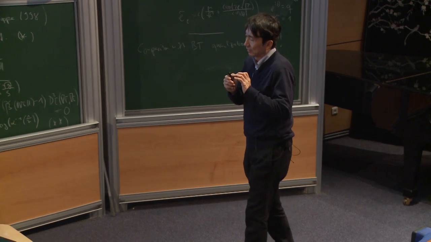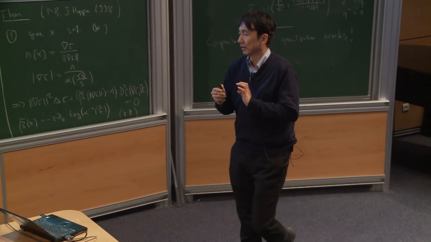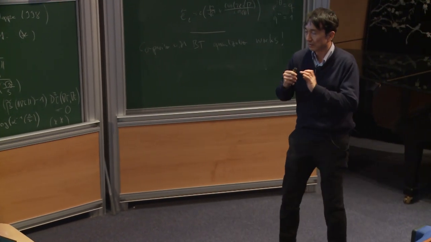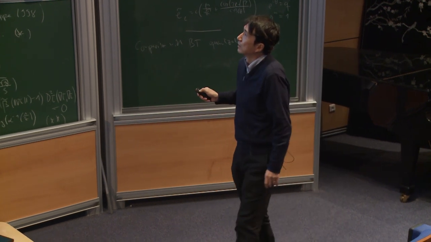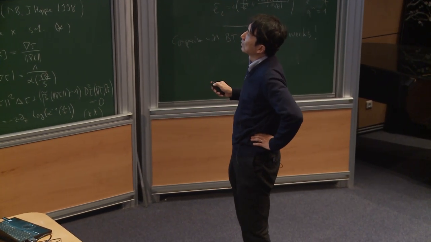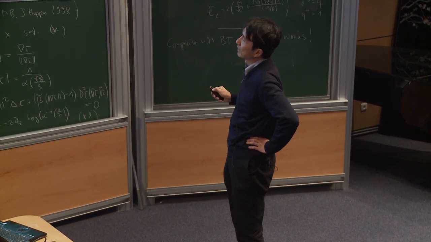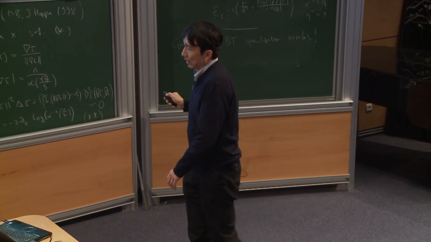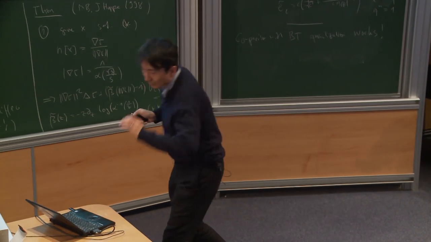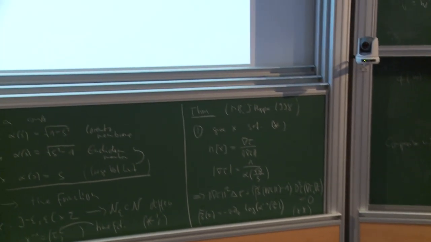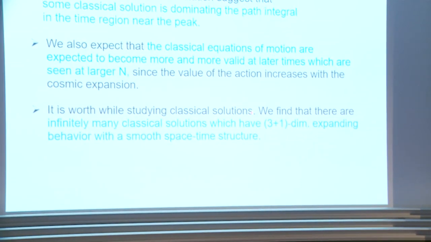Actually, if we increase n, then we can see the later times, because the value of the action increases with the cosmic expansion. So the classical approximation is valid in this region. So it is worth studying classical solutions.